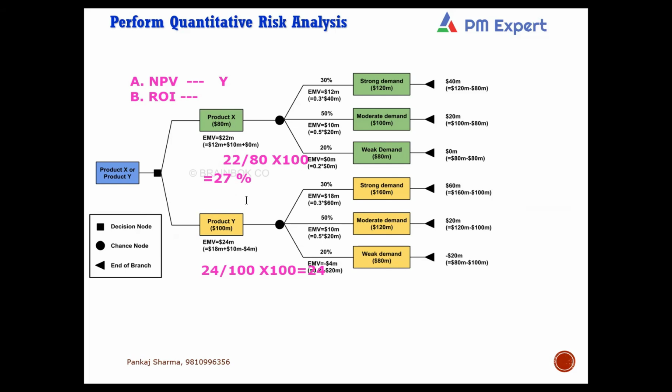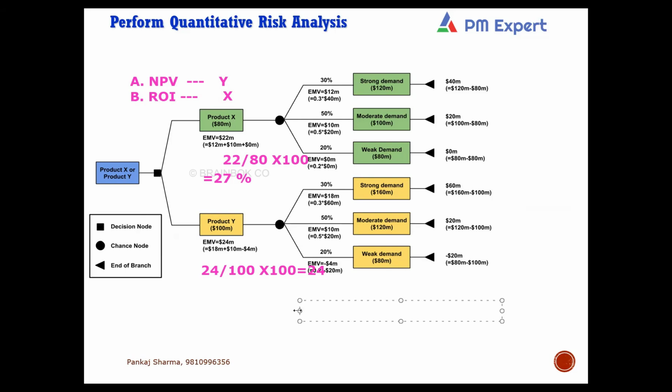So if the question says you have to select based on ROI, should it be X or Y? Then X. If the question says you have to select based on NPV, then it's Y. Net present value means the profitability, 24 million. And the ROI is based on the calculation: EMV into 100 upon money spent.